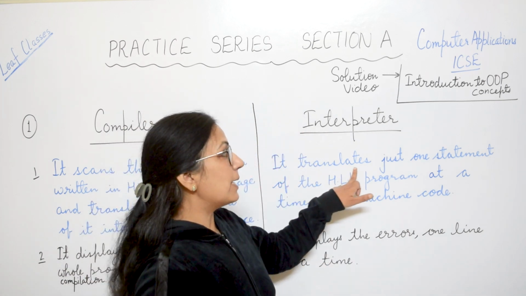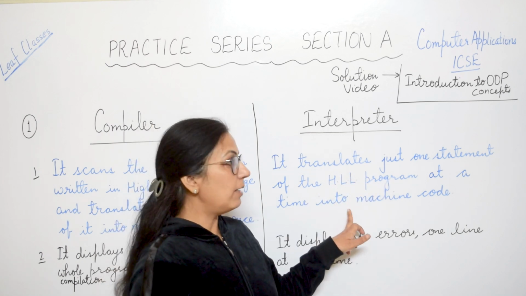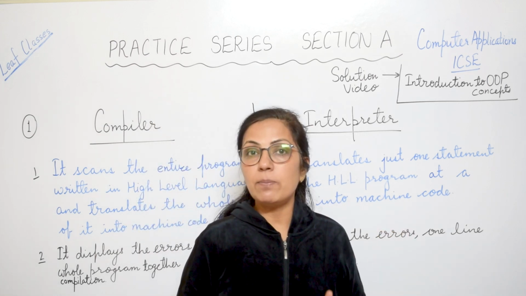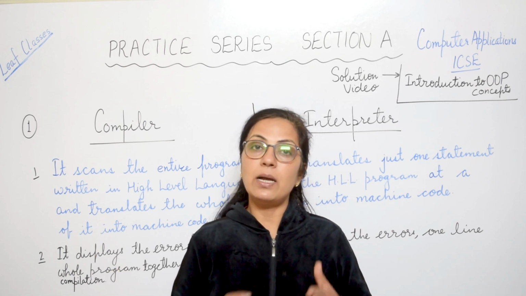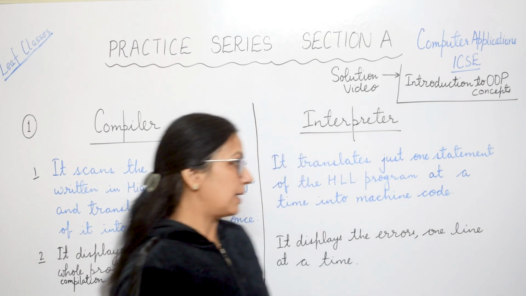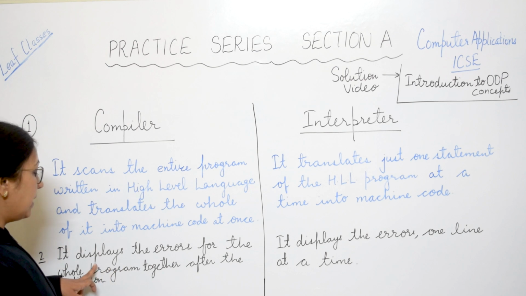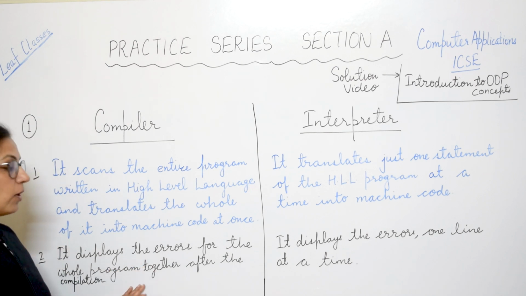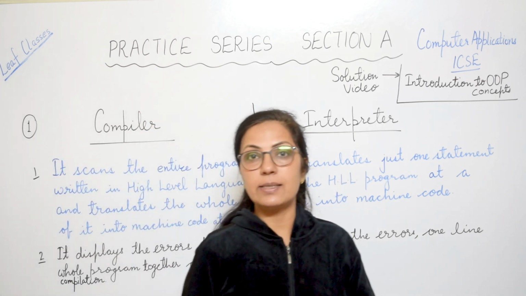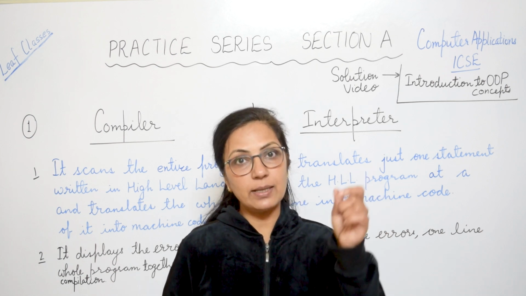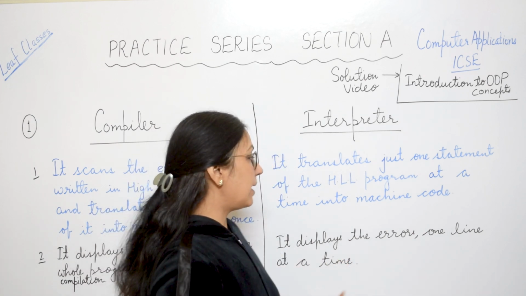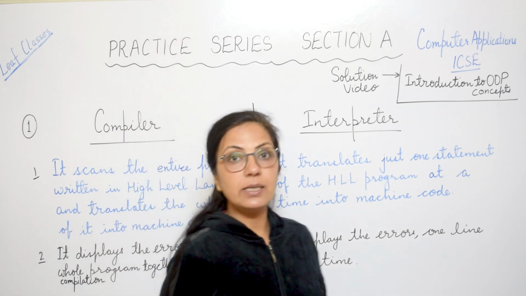An interpreter translates just one statement of the high level language at a time into machine code. It goes step by step, statement by statement, and the compiler does the whole program scanning at the same time. In a compiler, the error listing is displayed for the whole program after the compilation process. You get all the errors. Suppose 5 errors are there in your program, you will get the listing of all those 5 errors together. But in an interpreter, it displays the error one line at a time, right? So this is the difference.